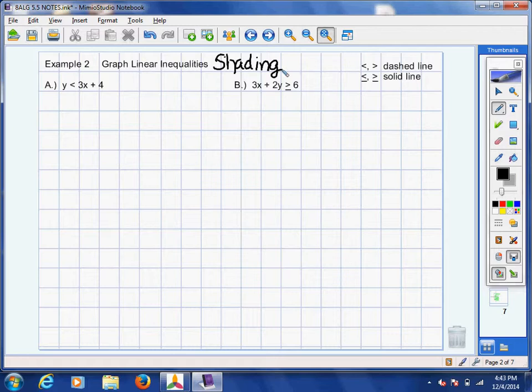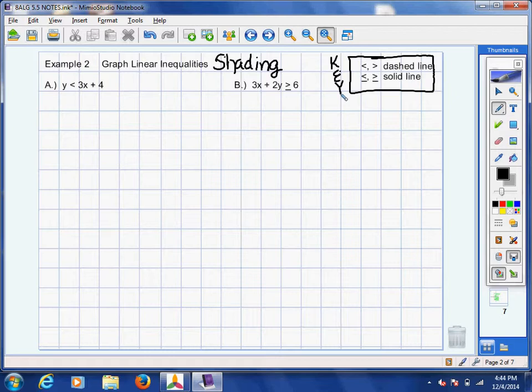The other thing I need to point out to you, and if you'll just put a big, heavy, dark box around that, this is your key. And I'll write that out here to the side. This is the key for you to determine what kind of line you're going to draw. If you see just a plain old less than or a plain old greater than, you're going to draw a dashed line connecting the points that you've graphed on your graph. If you see an equal to under each of those, then that means we're going to draw a solid line.